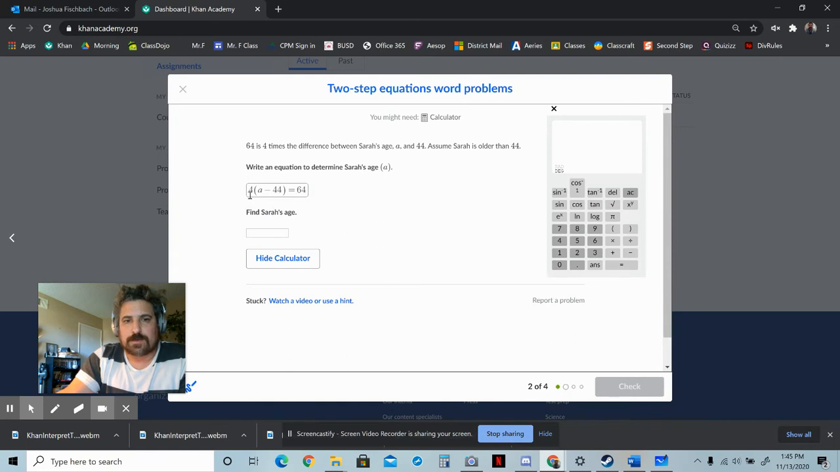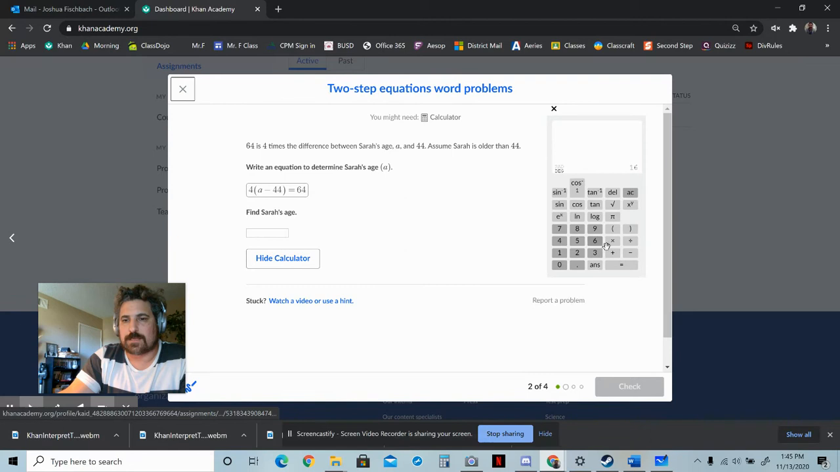Let's solve it. So I would just divide both sides by 4 first, because if you do that, you're going to get A minus 44 equals 1/4 of 64, and it'll be easier to work with. So I would divide both sides by 4. So I would just do 64 divided by 4, which is 16. And then you get A minus 44 equals 16. So how do you undo minus 44? Plus 44. So really you're looking at 16 plus 44, which is going to be 60. So Sarah will be 60.